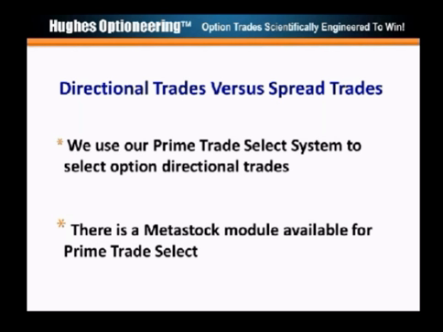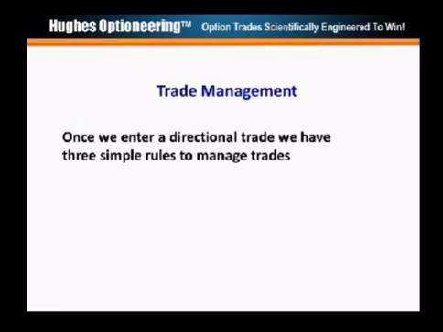So let's talk about our directional trades first and how we select trades. We use what we call Prime Trade Select to select an option directional trade, and there are 3 steps in Prime Trade Select. There's a MetaStock module available for Prime Trade Select that will comb a database and come up with trades that qualify under Prime Trade Select.